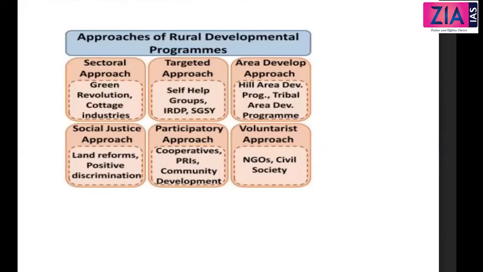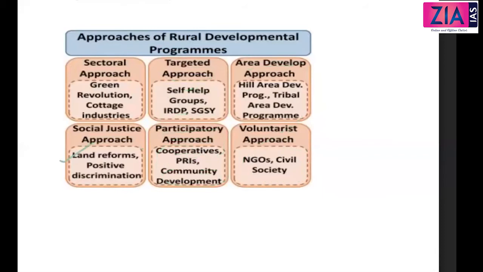Like the sectoral approach, you can see, like the green revolution, right? Sectoral, this is in the agriculture sector. Then cottage industries. Targeted approach: self-help groups, IRDP. Area development approach, voluntarist approach in terms of NGOs, participatory approach. This is what the community development program is. And then Panchayati Raj institutions, cooperatives. These are participatory.